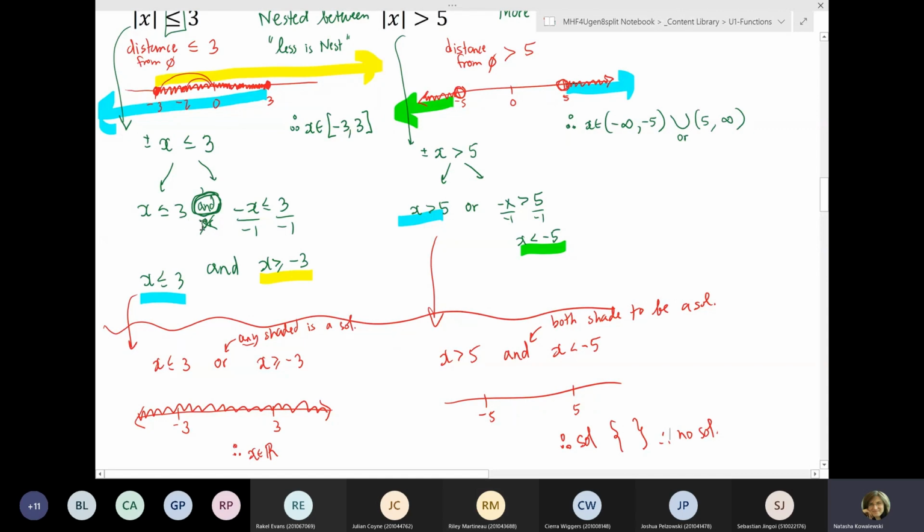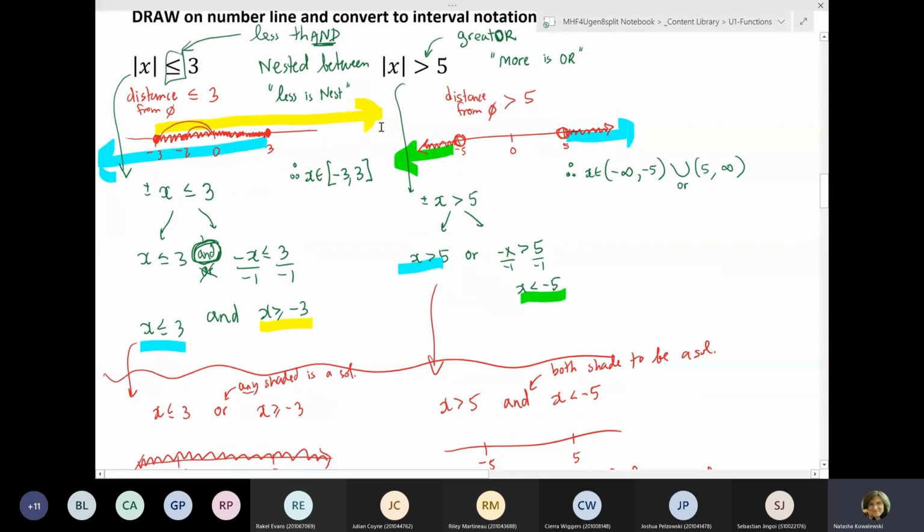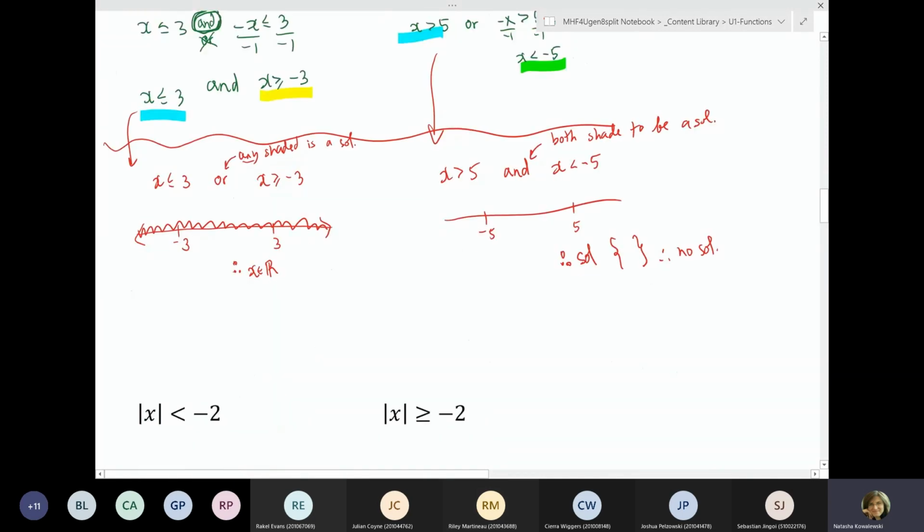So if you are going to do it by algebra, not using distances, then you need to specifically write down what the word is between these when you split it up, and then make sure that you create a final statement. What is the true solution to this inequality? Okay, so we drew on the number line, and converted to interval notation. So both of those are done. Let's do a few more.